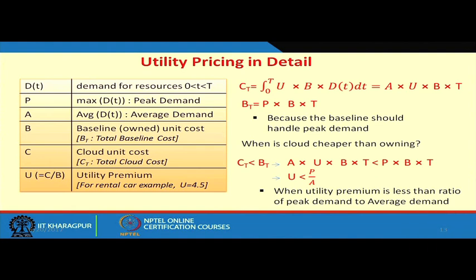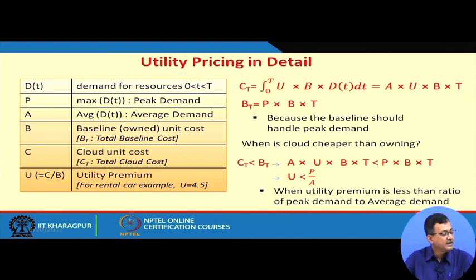So, let us do some simple mathematical expression, a little bit simplified. Suppose I have a demand d(t). Demand varies over time from 0 to capital T. So, demand for resources is d(t), P is the max demand or peak demand, A is the average demand, so the average over the time scale. B is the baseline or owned unit cost. So, if I own it, what is the baseline cost? C is the cloud unit cost.